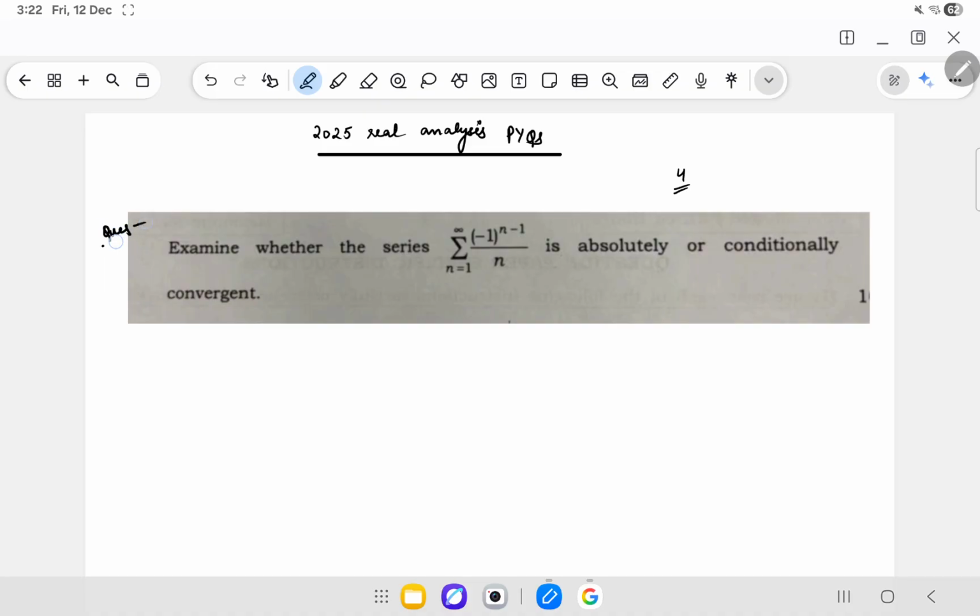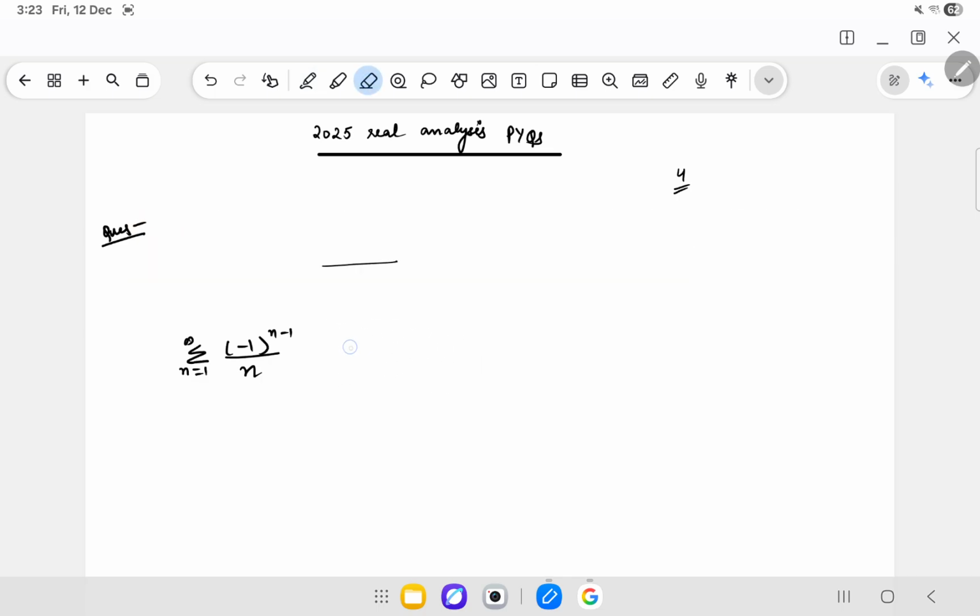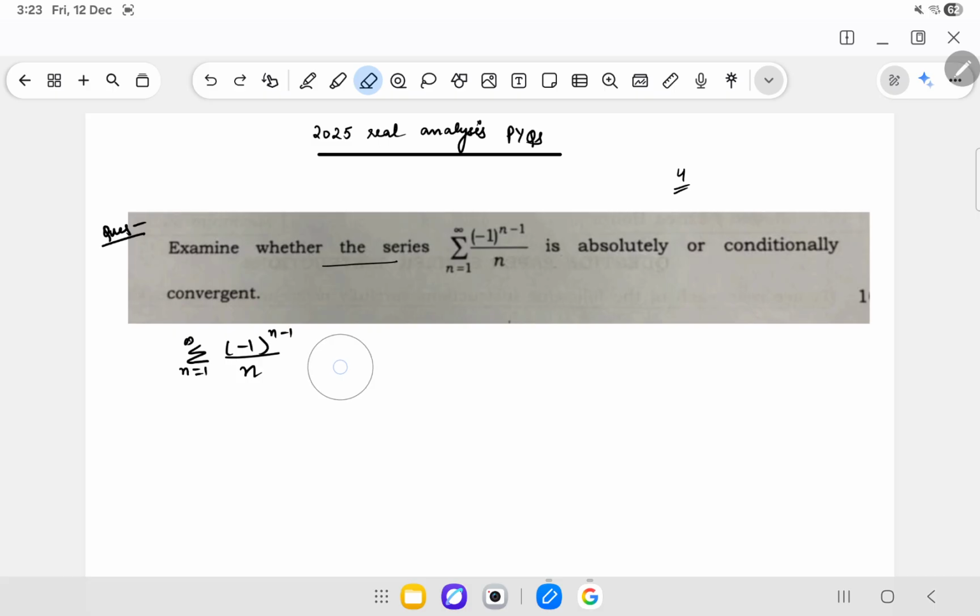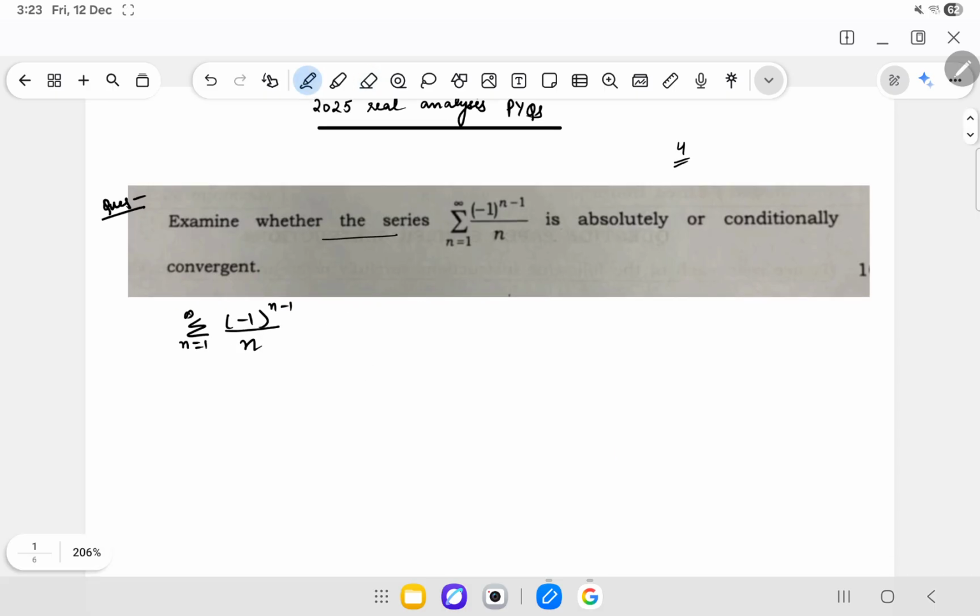So question 1 is, examine whether the given series, that is summation n equals 1 to infinity (-1)^(n-1)/n, is absolutely or conditionally convergent. So we are supposed to check whether this is absolutely convergent or conditionally convergent. So let's see how we can do that.